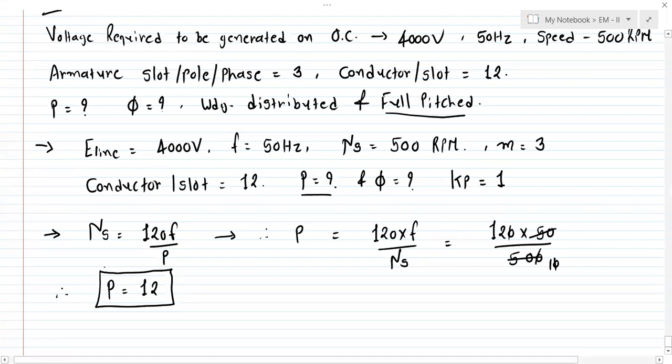Now the only other thing remaining to find is phi, the flux per pole. Can anyone suggest an equation, or tell me from which equation we can find the value of phi?